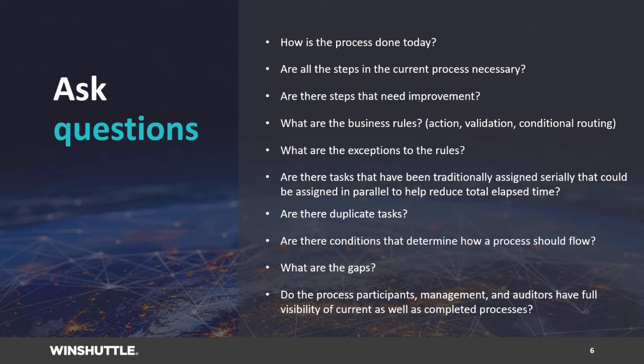Something else that you could think about is conditional routing. Should the process be routed differently based on business rules? For example, does the count of process participants change based on things like amount or company code or even plant code?